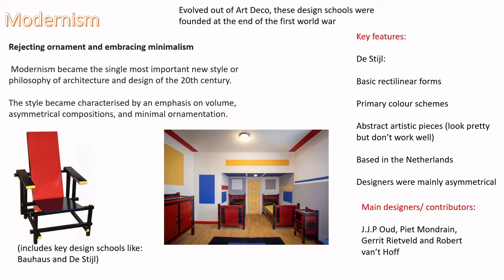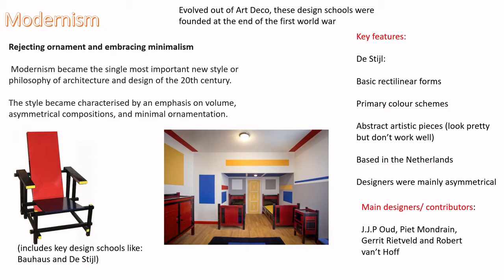All right. So modernism is described as the single most important new style of philosophy of architecture and design of the 20th century. They like the idea of volume, asymmetrical compositions, and minimal ornamentation. So the first one, which we're currently looking at, is De Stijl, which is Dutch. I know my Dutch is terrible, but that is Dutch for the style. That's the only Dutch words I know, because why would I know anything else? So you may have seen these before. They really like basic rectangular forms and straight edges. It's all primary colours, and they like the abstract pieces. So they look pretty, but they don't really work very well.